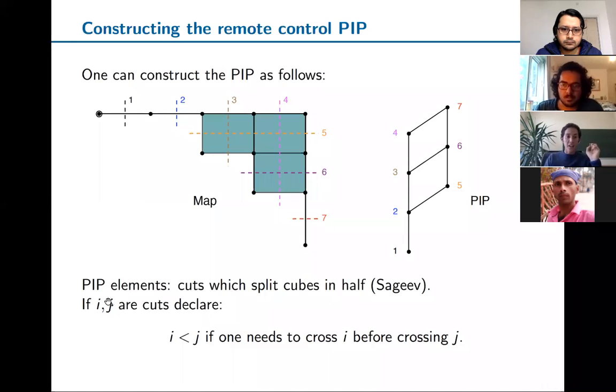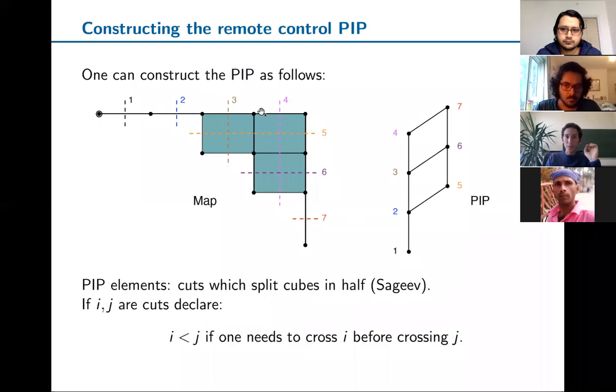And given two cuts i and j, we will declare i to be below j if one needs to cross the cut i before crossing the cut j. So for example, let's assume you have a route in your map. You start over here, and in order to cross hyperplane or cut number 2, you need to cross 1 first. In the PIP, this means 1 is below 2.